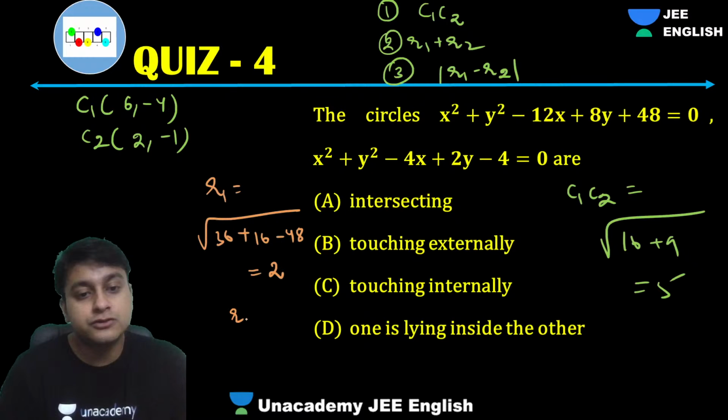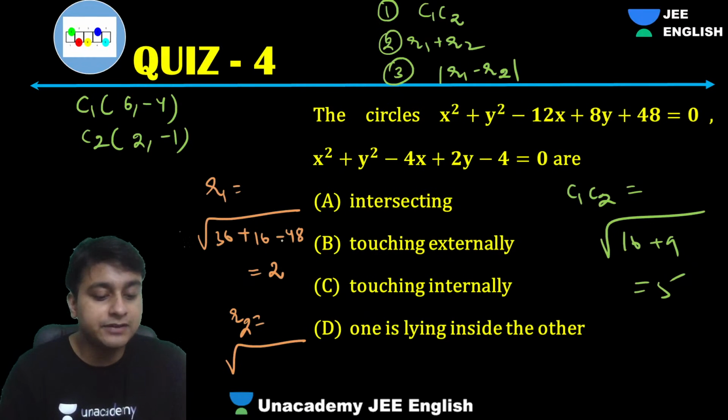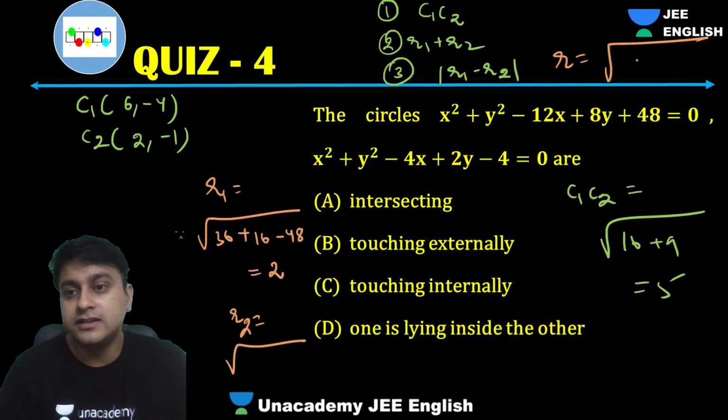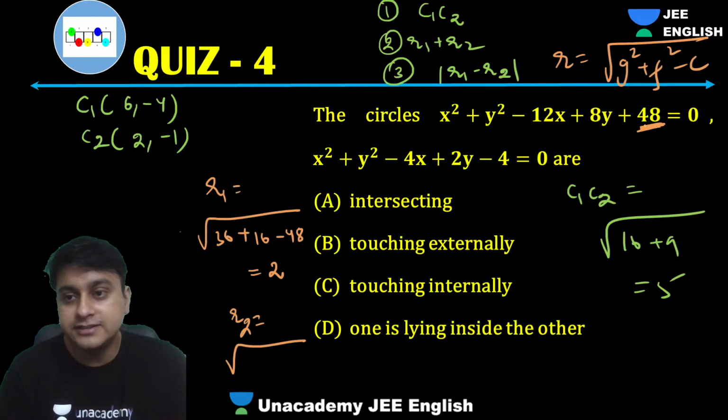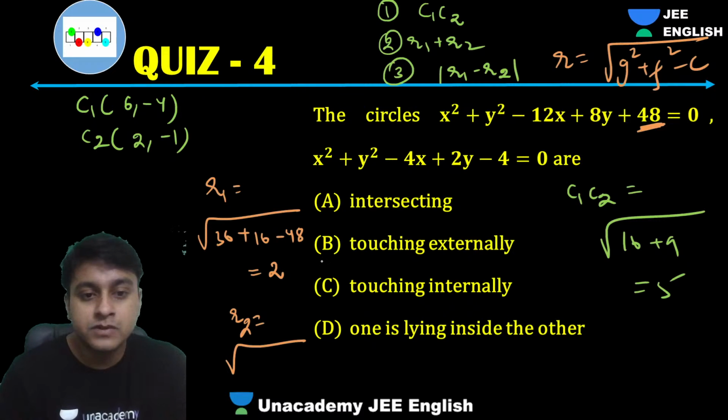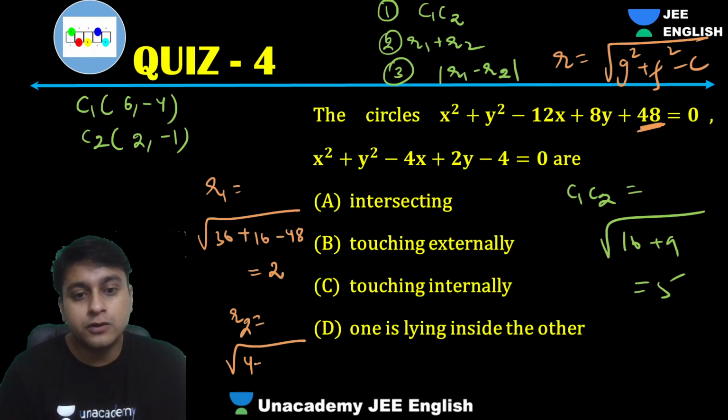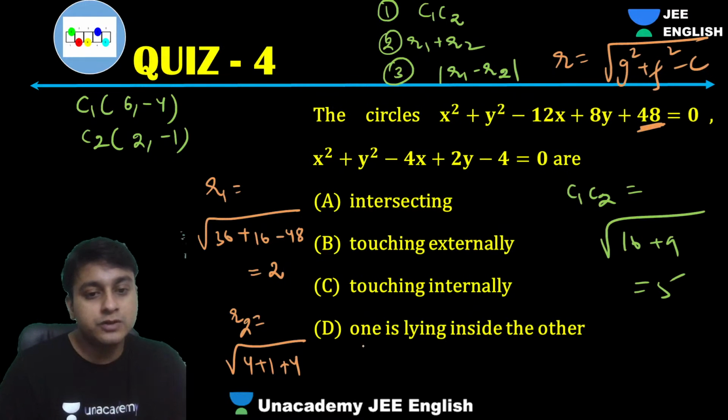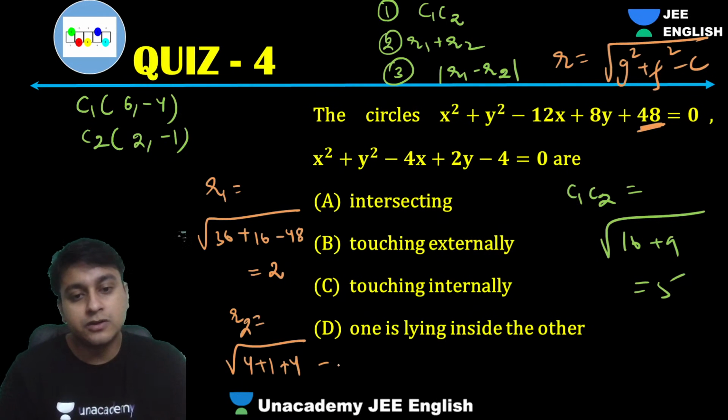R1 is 2. R2 will be what? Guys, everyone should remember the formula. What is the radius formula? Radius formula is under root of g square plus f square minus c. This is the constant c; g and f I've already told you. R2 will be 4 plus 1 plus 4, minus of minus 4 will be plus 4. So it comes out as 9, root of 9, that is 3.